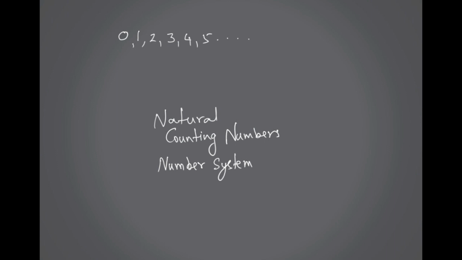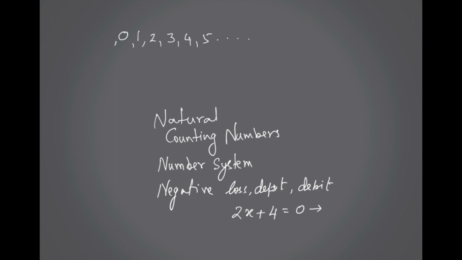And then came negative numbers. What are negative numbers? How did they come into the picture? Negative numbers were first introduced when they wanted to talk about loss, debt in finance, and maybe debits. Credit was positive and debit was negative, and even in solving problems like 2x plus 4 equal to 0, a very simple problem like this they couldn't solve. When they didn't have negative numbers, they said there was no solution for this equation. Can you imagine? There was no solution for this equation.